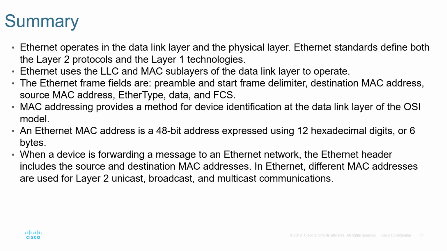An Ethernet MAC address is a 48-bit address expressed using 12 hexadecimal digits, or 6 bytes. And when a device is forwarding a message to an Ethernet network, the Ethernet header includes a source and destination MAC address. And in Ethernet, different MAC addresses are used for layer 2 unicast, broadcast, and multicast communications.